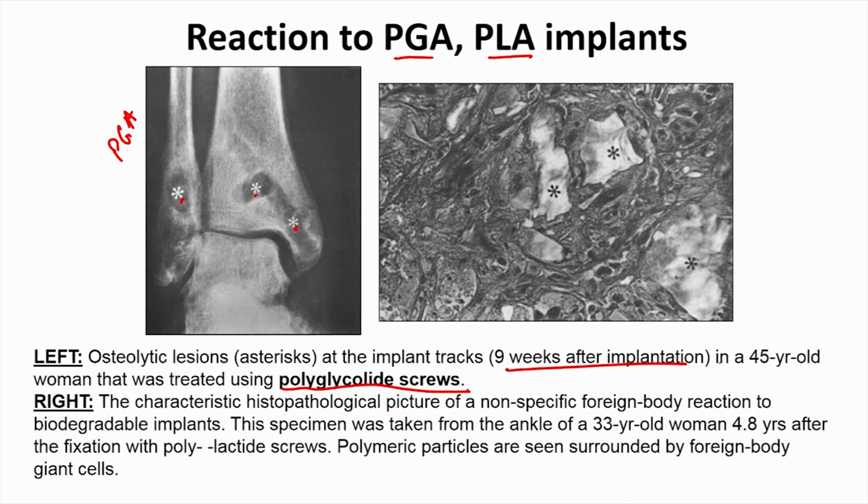9 weeks after implantation. So, the screws are probably gone at this time, but what you are seeing is the bone really has not grown, and this is actually in a human patient. It is a 45-year-old woman that was treated with these screws, and what you are seeing is these lesions being developed. This is not going to be any good, because instead of providing now stability to the bone, this bone is going to become weaker and weaker.